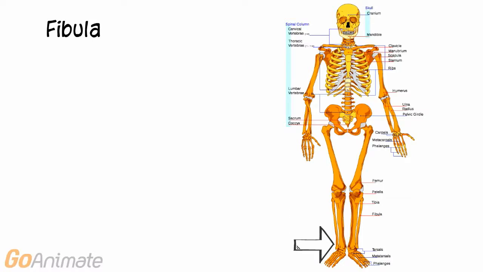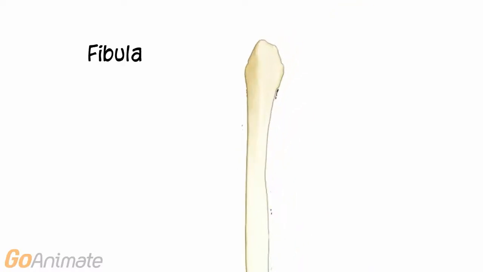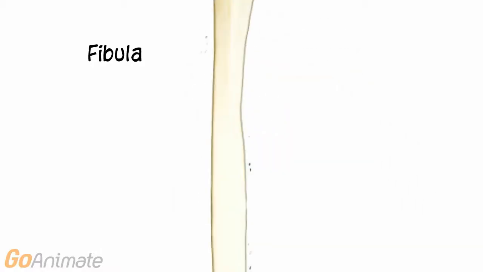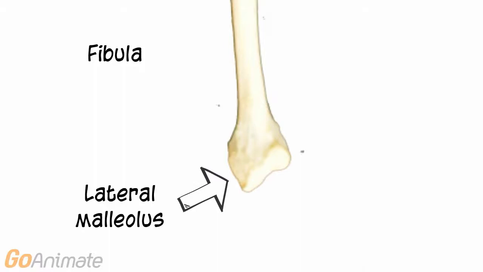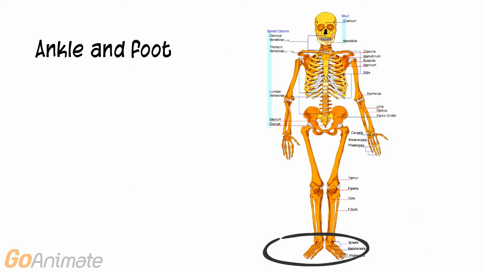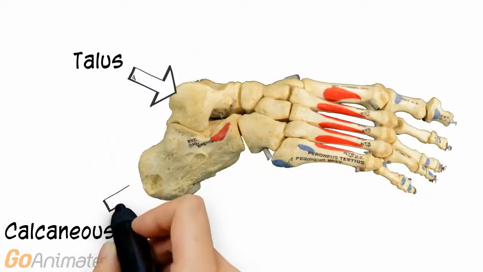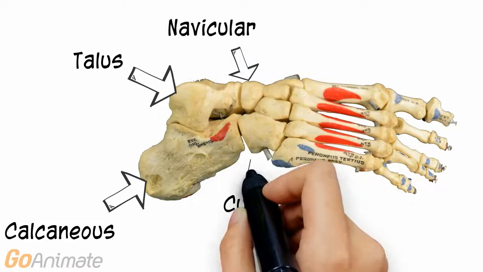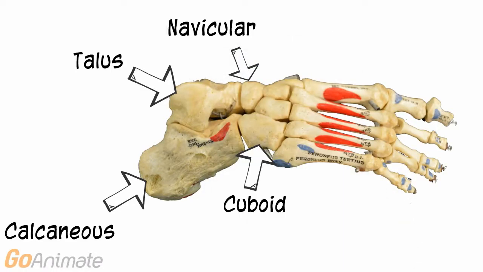The other lower leg bone is called the fibula. The proximal fibula is called the head. The distal portion contains the lateral malleolus. The ankle and foot contain a number of bones. Bones of the ankle include the talus and calcaneus. The talus articulates with the navicular bone and the calcaneus with the cuboid on the lateral side of the foot.